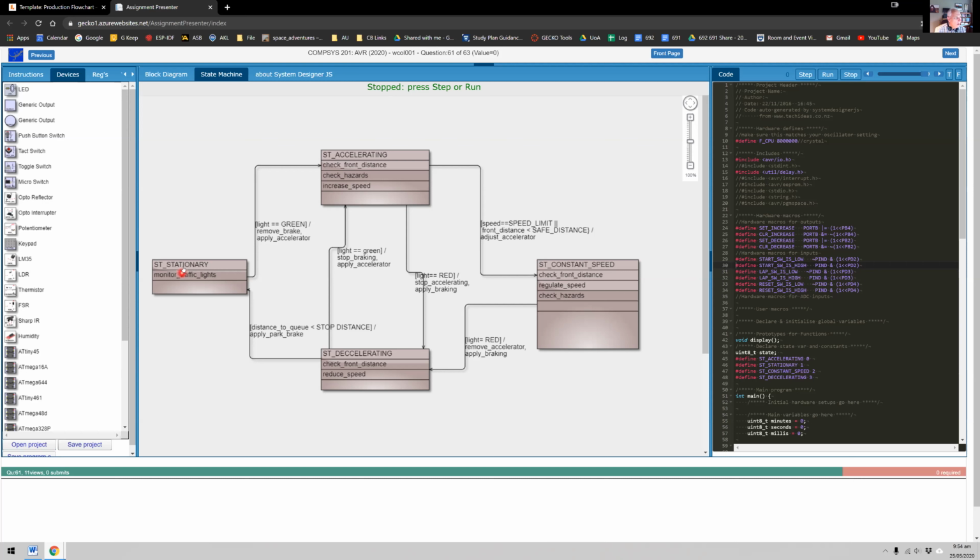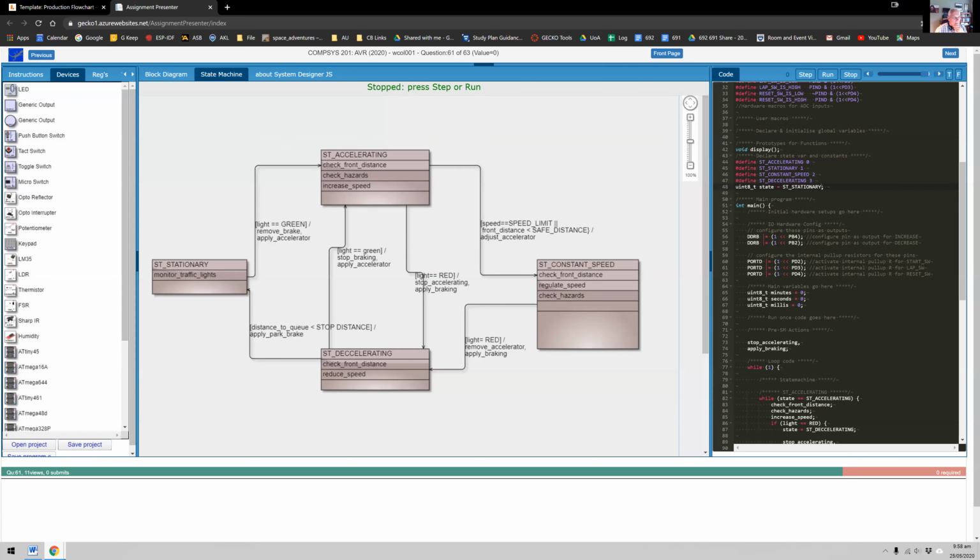So here we are, we're in the state stationary, okay? I haven't got my initial state here. I need an initial state. So let's have a look at some of these features in this machine and go through them slowly.